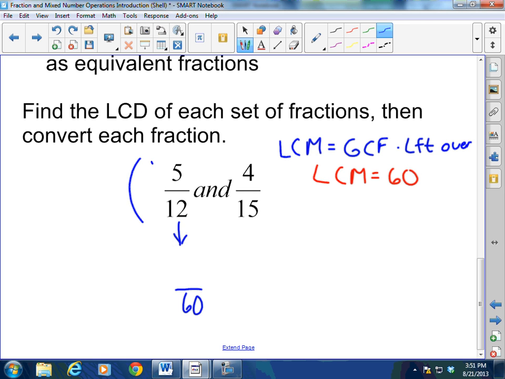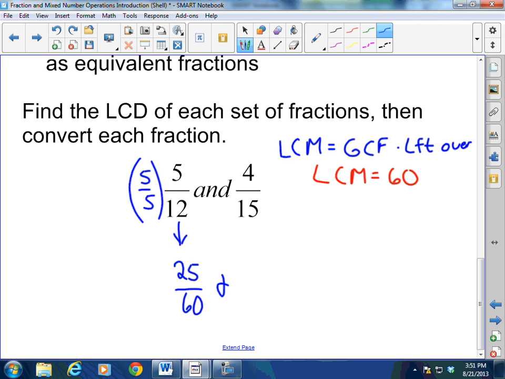The answer is 5. And if you remember, whatever you multiply or divide to the denominator, you must multiply or divide to the numerator. So if 5 times 12 is 60, 5 times 5 would be 25. That is 5/12, but converted with a denominator of 60.